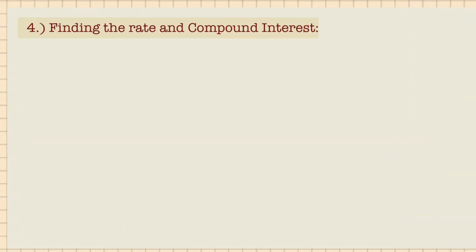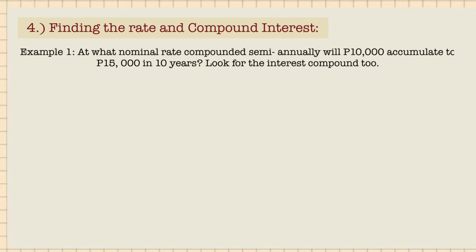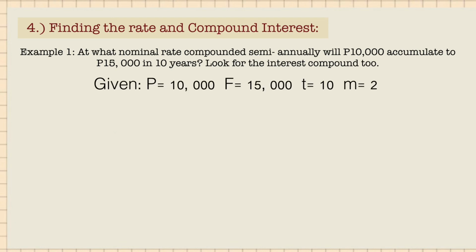Now with the fourth, finding the rate and compound interest. Now let's look at the first example. At what nominal rate compounded semi-annually will 10,000 accumulate to 15,000 in 10 years? Look for the interest compound too. So with the given P equals 10,000, F equals 15,000, T equals 10, and M equals 2. So that's N equals MT equals 2 times 10 equals 20.